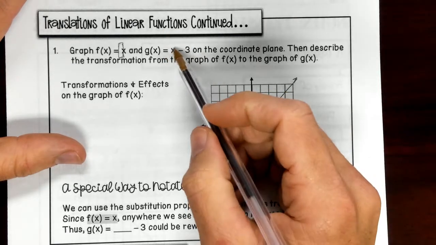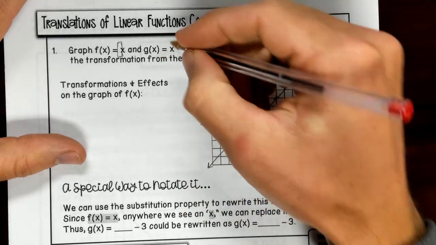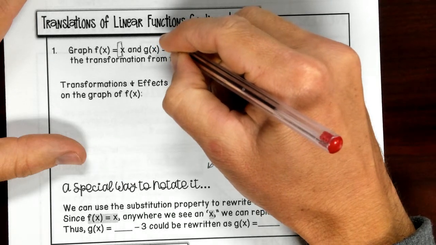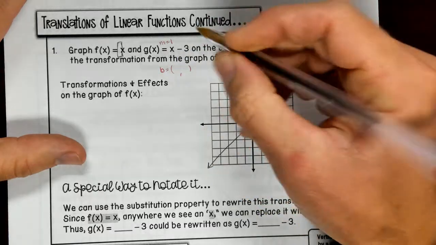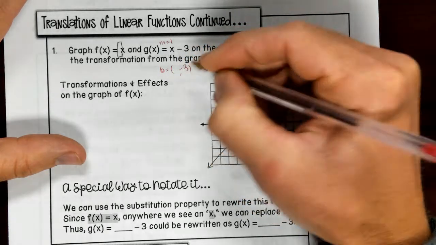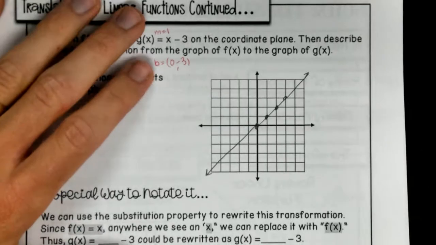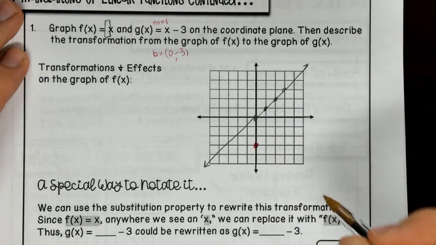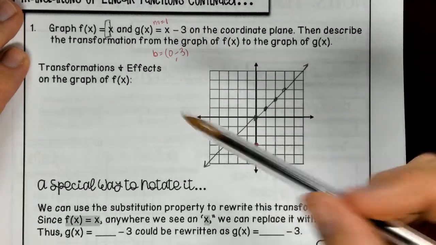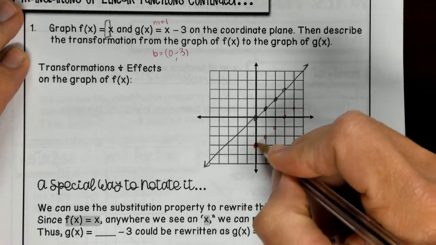Okay, so Aiden, what is the slope for g of x? 1. Okay, so my slope is still 1, but what is my b? What is my y-intercept? Okay, so it's at 0, negative 3. Fantastic. So the first thing I'm going to do is plot my y-intercept, which is at 0, negative 3. And now I'm going to go with my slope. My slope is rise over run. So I'm going to rise 1, run 1, and so on.